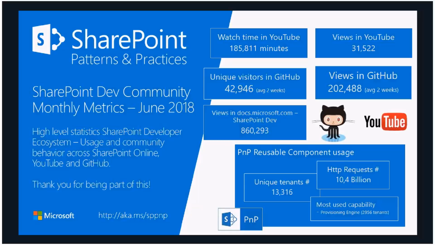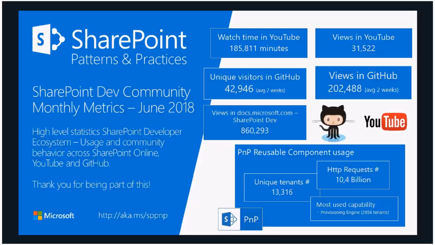On GitHub, the unique visitor numbers are growing quite fast as well, so it's cool to see that people are finding GitHub and they're able to access the information there, because there are a lot of ready-to-use samples, scripts, and tooling available for you to take advantage of. So we had 42,000 or 43,000 unique visitors with 202,000 views on GitHub. In the docs, we had 860,000 views, so that's slightly down from May, but that is as expected as we move along into the spring and summertime in the Northern Hemisphere.